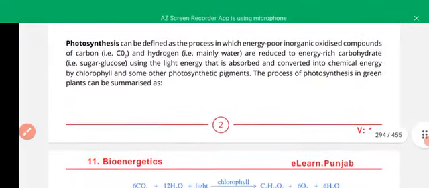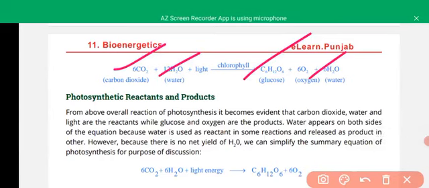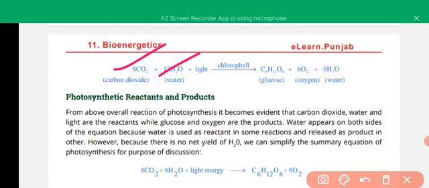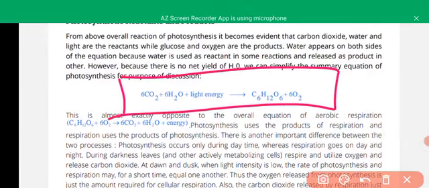Then we come to photosynthesis. Photosynthesis is the process by which carbon dioxide and water combine to form glucose, oxygen, and water. Water acts as a reactant and also appears as a product, so it appears on both sides. It happens with the help of chlorophyll. If we balance the chemical equation, it is 6CO2 + 6H2O + light energy = C6H12O6 + 6O2.